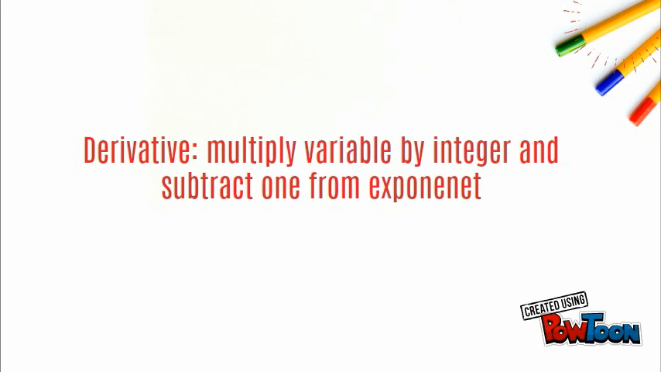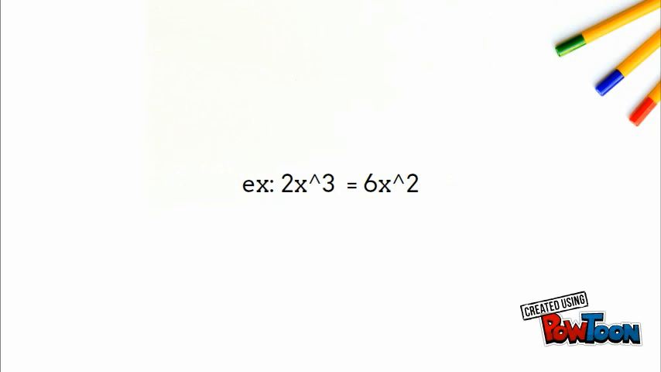To find the derivative, you multiply the variable by the preceding integer and subtract 1 from the exponent. For example, if you have 2x to the third power, you multiply the exponent 3 by the connected integer 2 to get 6. Then you subtract 1 from the exponent, getting 2, leaving you with the answer 6x squared.